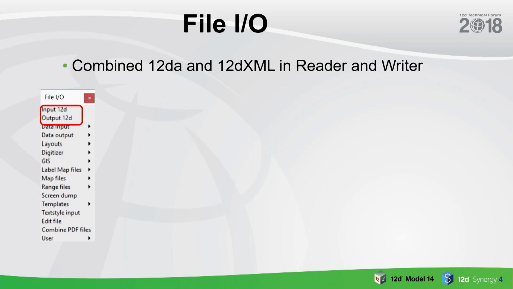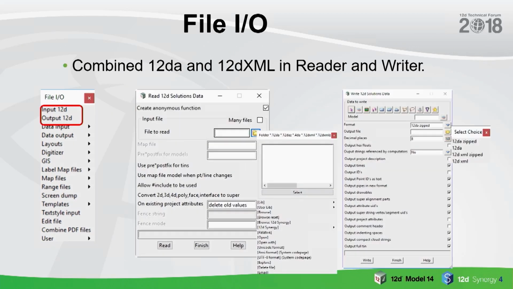We've now got a combined 12DA, 12DXML readers and writers, so you don't have to go to two different ones. And actually they hide on the File I/O menu right at the top, so you don't have to walk right to get to them. So basically you've got a pop-up which tells you, and you can pick, you want to write a 12DA, 12DAZ, 12DXML or 12DXMLZ. When you're reading them in, it just looks for all of them, so you can read them all in and don't have to go to different options. So our 12D is now our top class citizen. It's right there up the front on the file box for you.